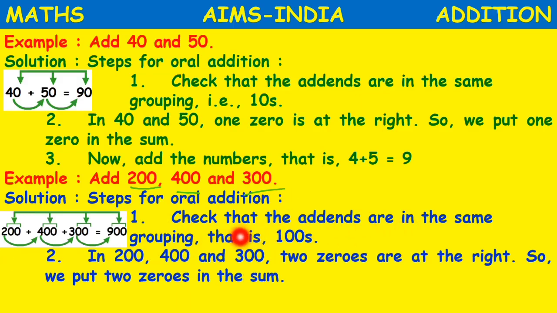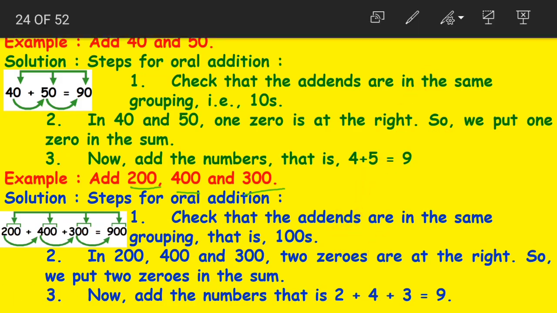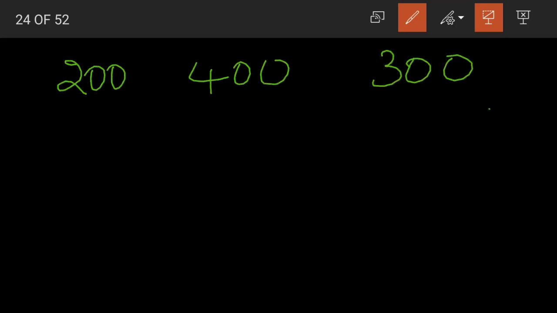In 200, 400 and 300, 2 zeros are at the right. So we put 2 zeros in the sum. Now add the numbers, that is 2 plus 4 plus 3. Again 200, 400, 300. Normally how will you add this? You will write these numbers like this, one below the other, right?